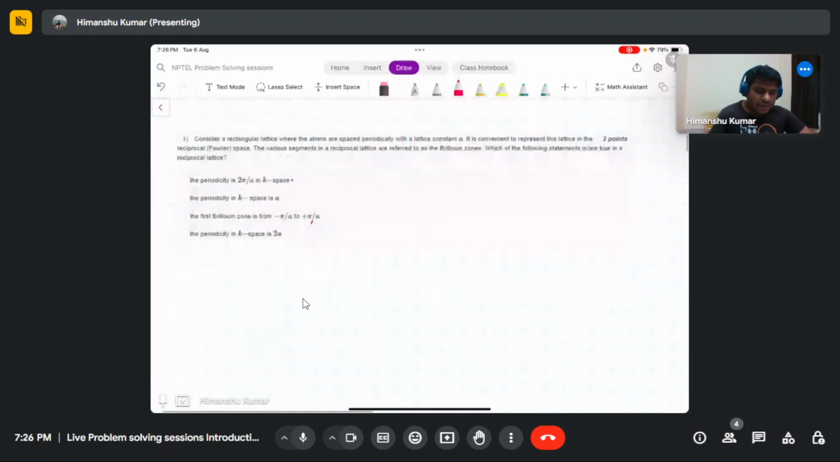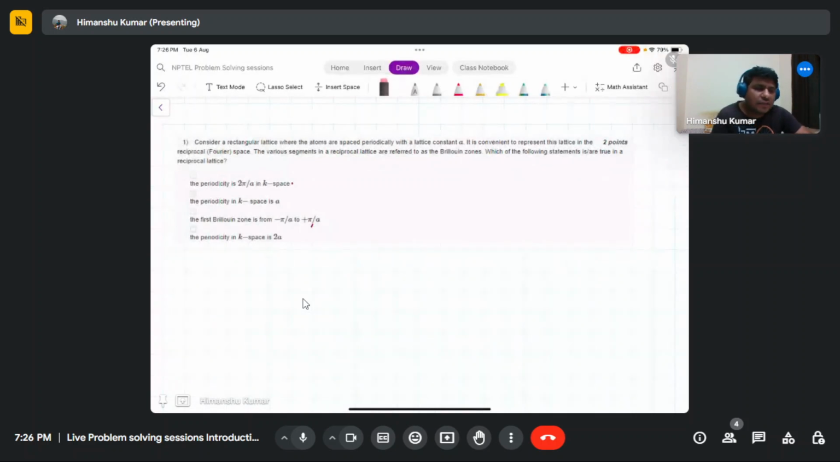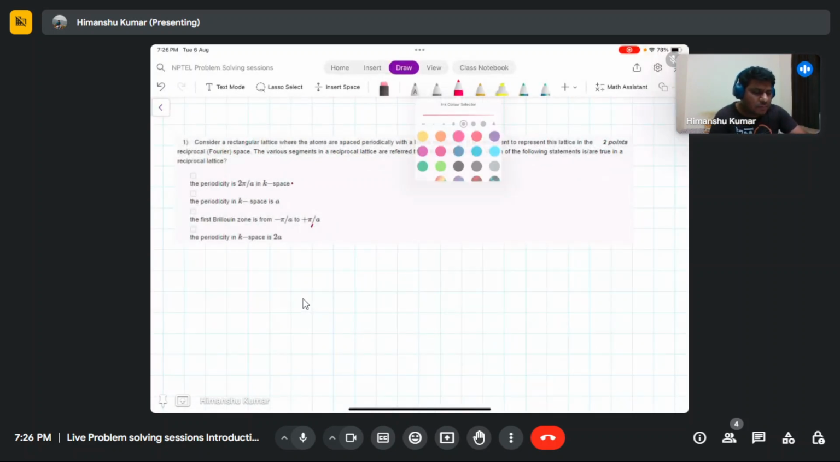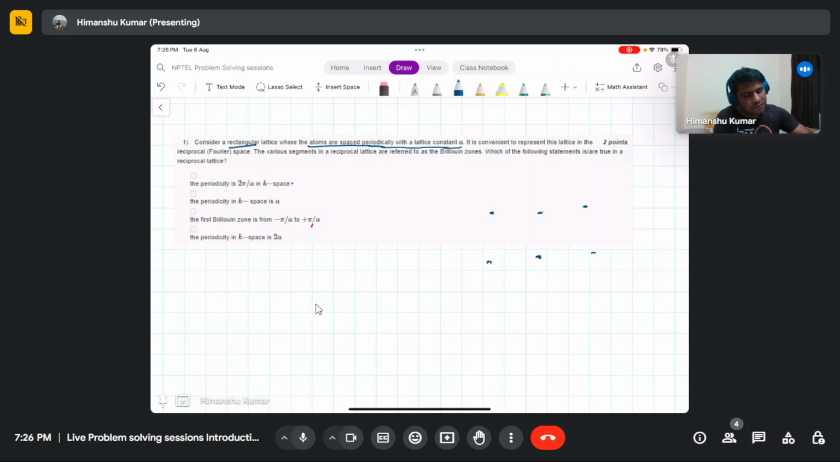Okay, so if you don't have any doubt, then straight ahead, let's move to the first problem. The first problem describes: consider a rectangular lattice where the atoms are spaced periodically with lattice constant a. So if we consider the rectangular lattice, let's say this, so these are atoms. If we move in this direction, this spacing is a.